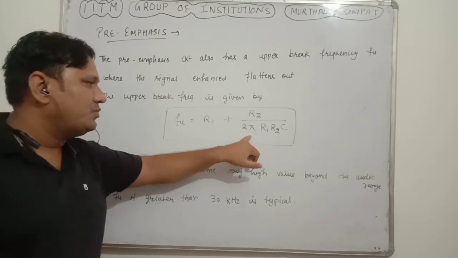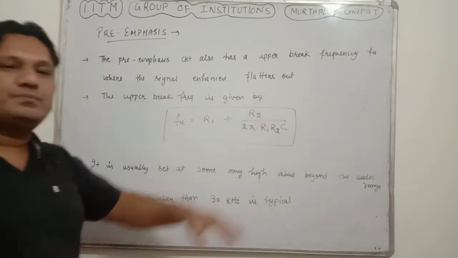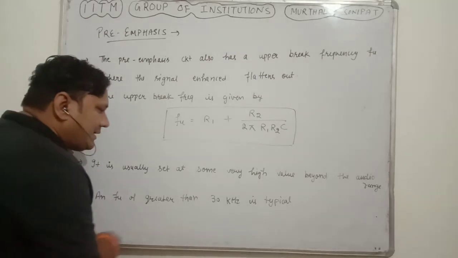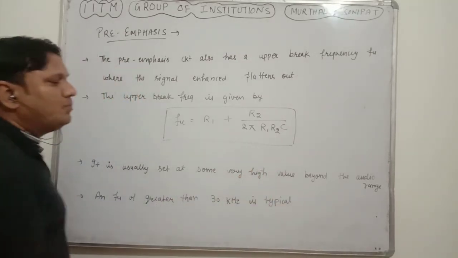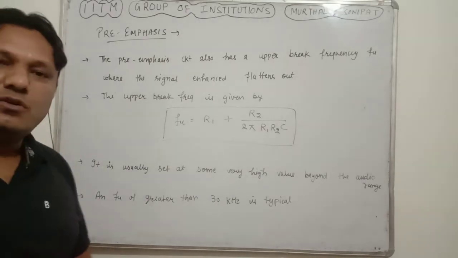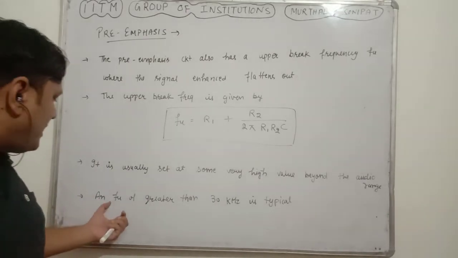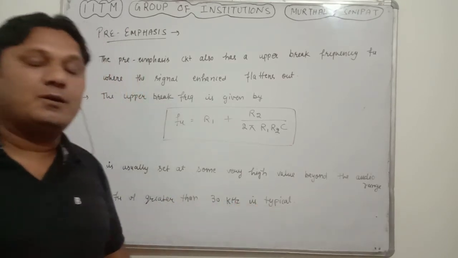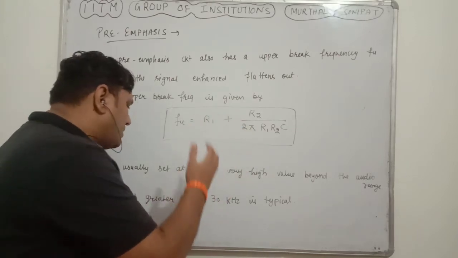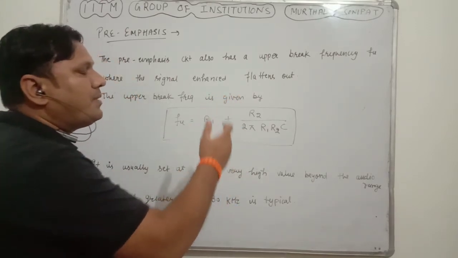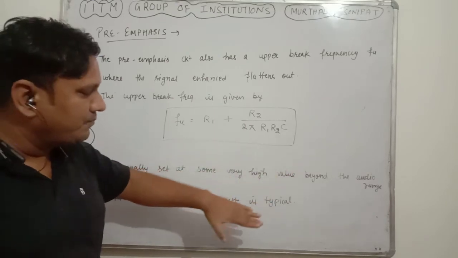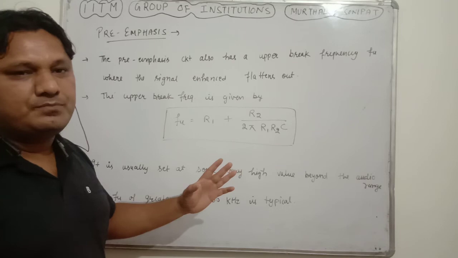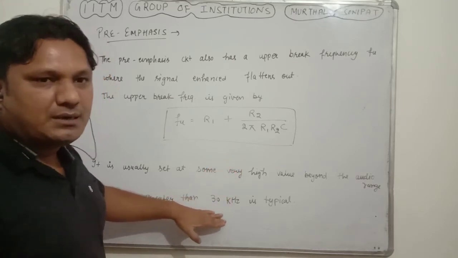It is usually set at some very high value beyond the audio range. An FU of greater than 30 kilohertz is typical. That's why we are using a 30 kilohertz upper break frequency in this circuit. So we use 30 kilohertz in most cases. So this is all about the pre-emphasis circuit.